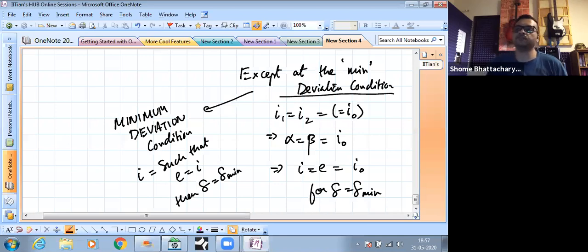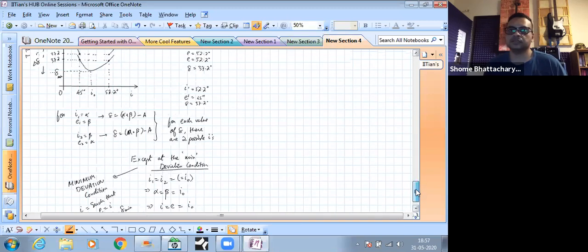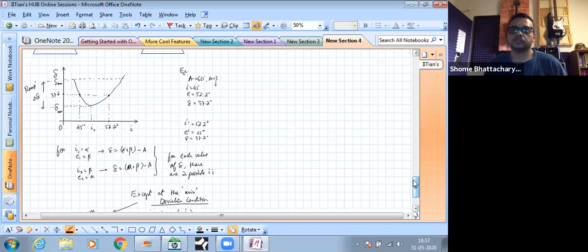Okay, and we'll develop a formula for this also. But first of all, note down the graph and understand the trend over here, the pattern, so that this will become more clear. So this is deviation versus angle of incidence. You see it's a pattern like this. We'll discuss about maximum deviation also. But first, understand the minimum deviation condition from this.